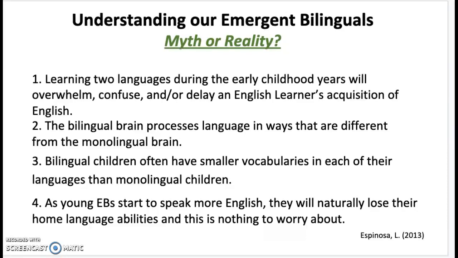in the classroom. Okay, and our last one, as young emergent bilingual learners start to speak more English, they will naturally lose their home language abilities, and this is nothing to worry about. So what do you think? Is this a myth or reality? If you selected that this was a myth, you are correct.